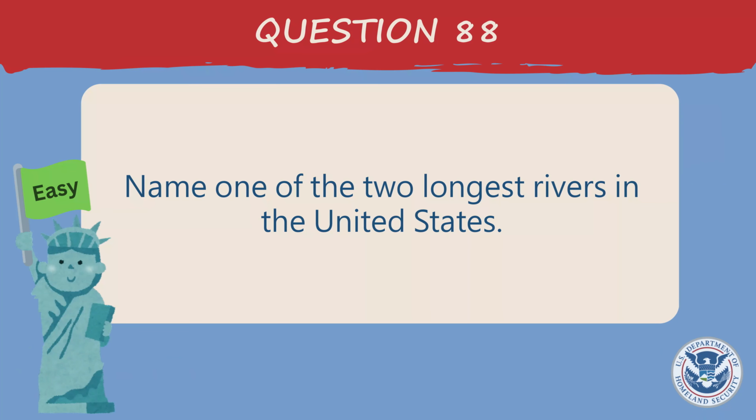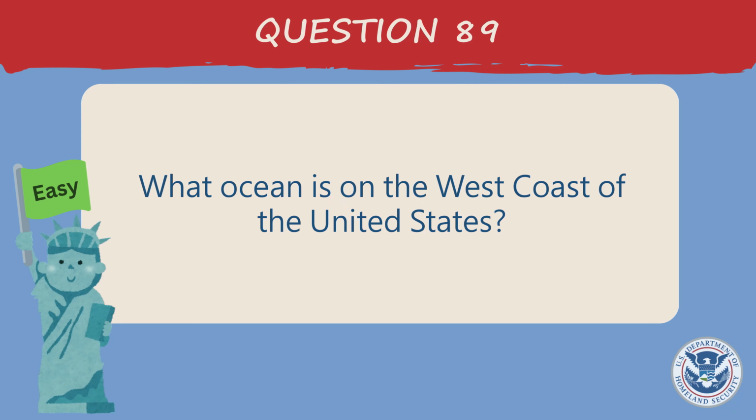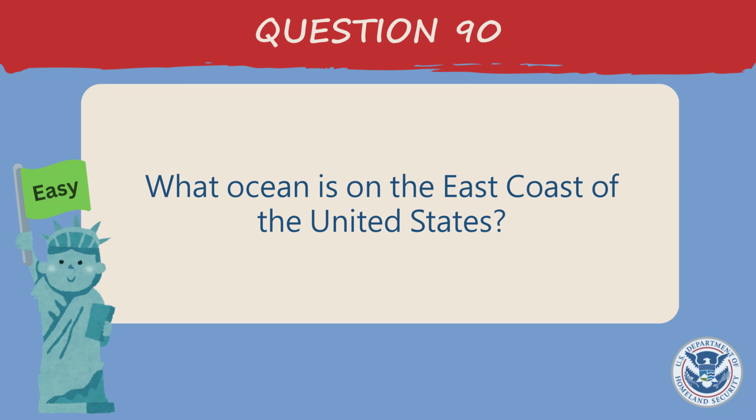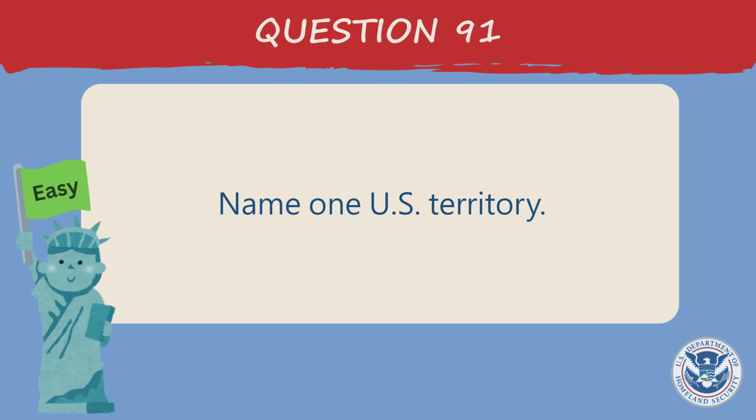Integrated civics. Name one of the two longest rivers in the United States. Missouri River. What ocean is on the west coast of the United States? Pacific Ocean. What ocean is on the east coast of the United States? Atlantic Ocean. Name one U.S. territory.